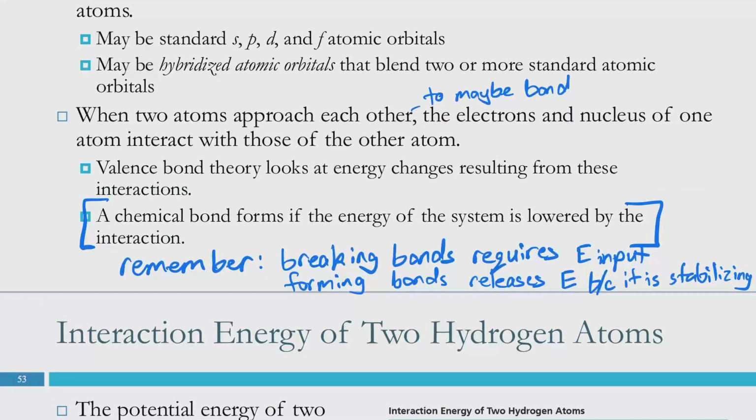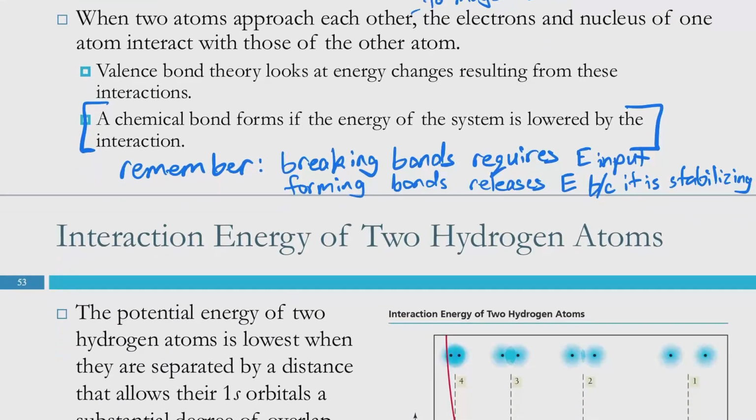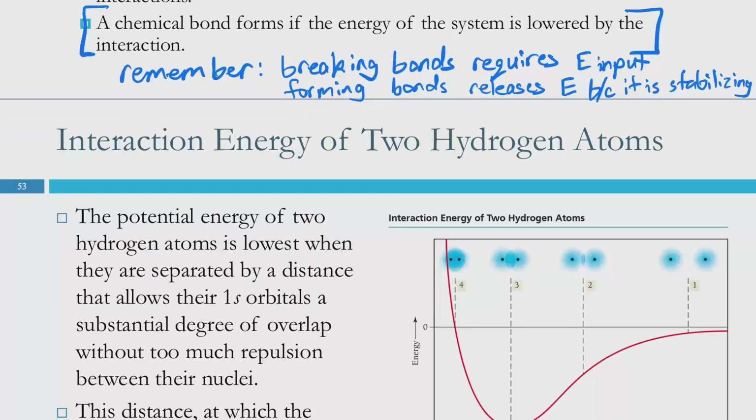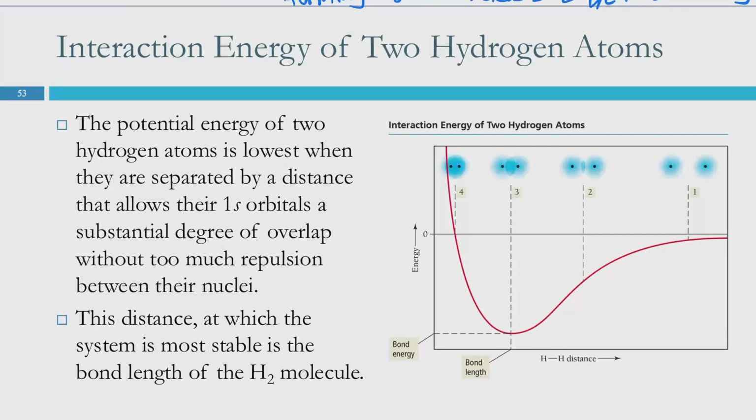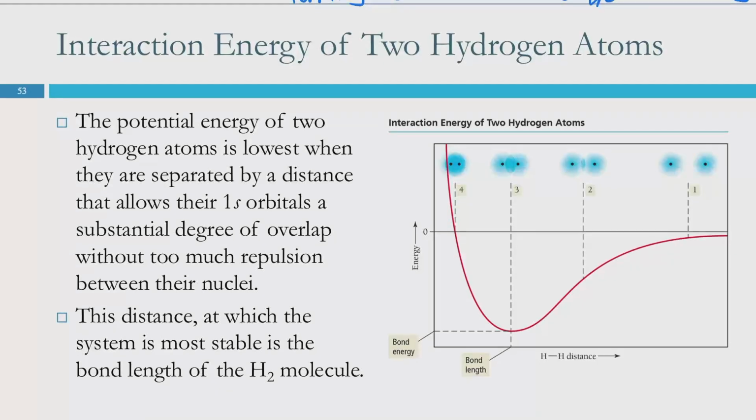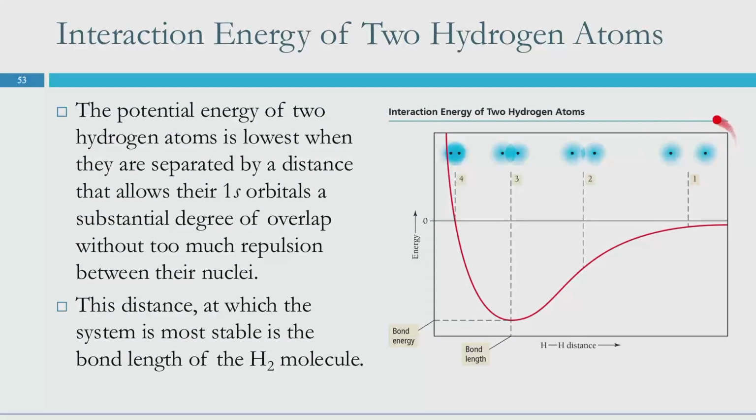So if we look at an interaction between 2 hydrogen atoms, the energy of 2 hydrogen atoms is going to be at its lowest when they're separated by a distance that allows their orbitals to overlap. So we've got the 2 dots here, the black dots here being the nuclei of our 2 hydrogen atoms, and then the blue spheres being our 1s orbital. So that's the spherical, in 3 dimensions, orbital that our hydrogen atoms have. And we've got over here on the right, very spread out. We don't have very good overlap between those orbitals, those 1s orbitals.